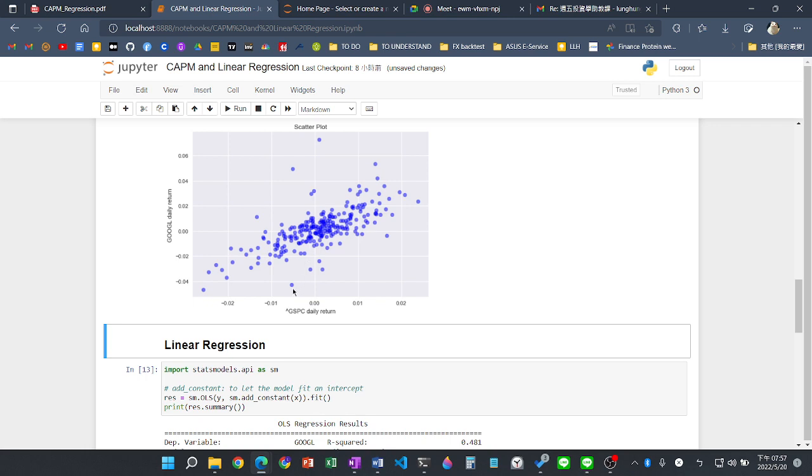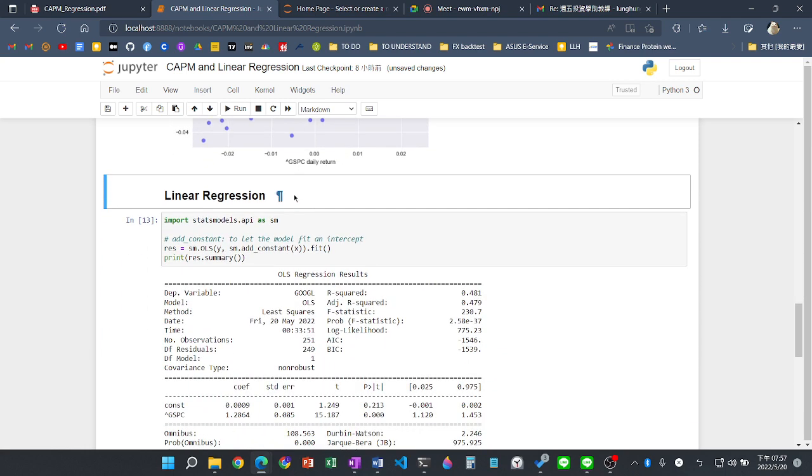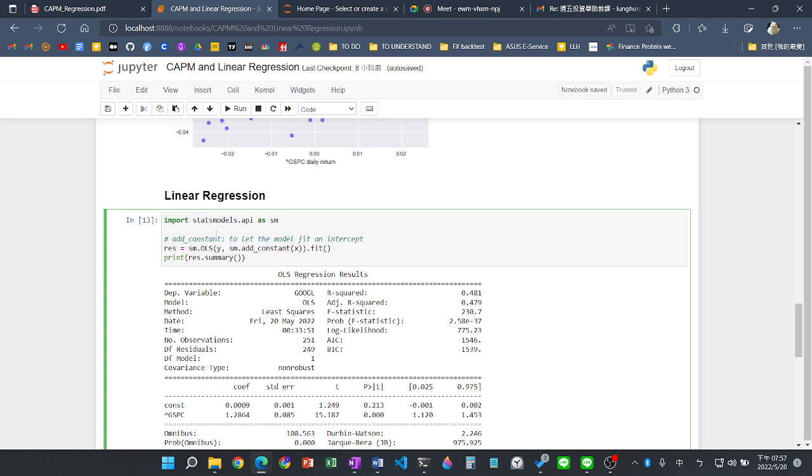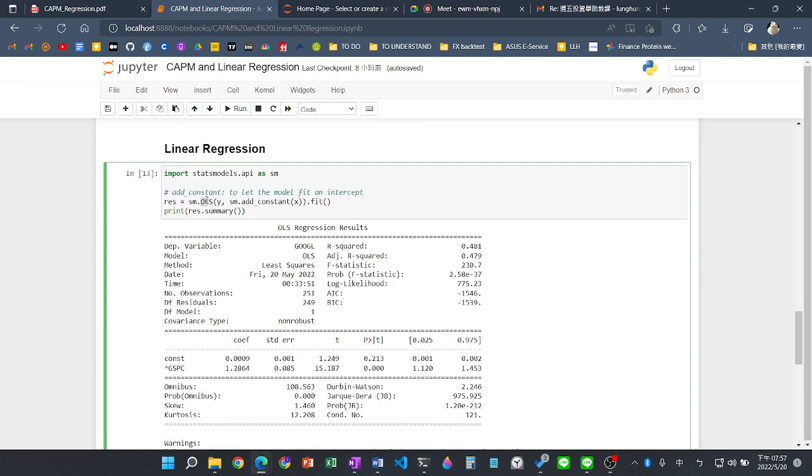It looks like these Google stock returns should be very closely related to the returns of the S&P index, but we'll take a look after, right? So now we can do our linear regression. In Python or in R there are a lot of ways to do linear regression, but here we want to use the statsmodels API. You can install it by typing pip install to get the statsmodels package here, and we'll use the OLS method in it.